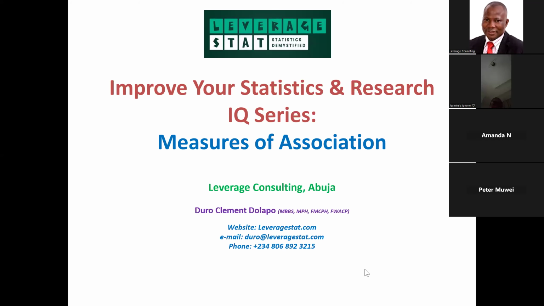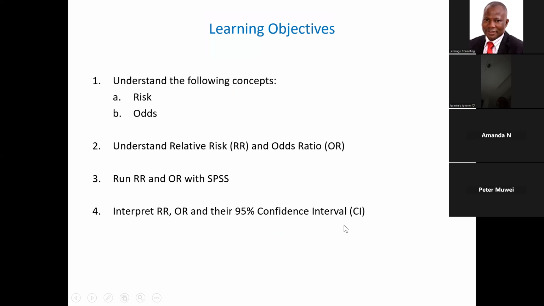Good evening once more. Today we want to look at an important topic, measures of association. You know, we have been talking about hypothesis testing, and we have talked about the chi-square test, different types. We have talked about the t-test. We have talked about analysis of variance. We'll still talk about many.